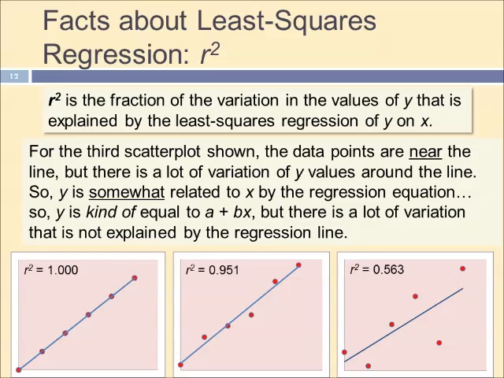For the third scatter plot shown, the data points are near the line, but there's a lot of variation of y values around the line. So y is somewhat related to x by the regression equation. y is kind of equal to a plus bx, but there's a lot of variation that is not explained by the regression line. So that's what r squared is, the coefficient of determination.